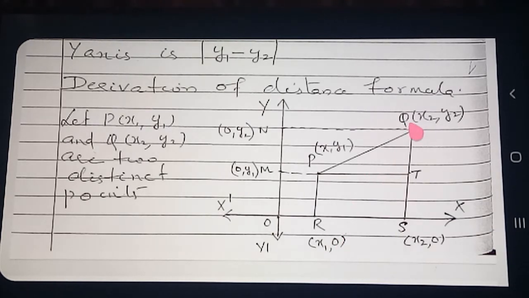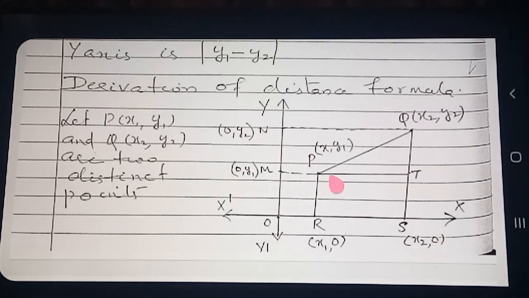And here also we drew a perpendicular from the point Q to the x-axis, meeting at the point S. What is its x-coordinate? Its x-coordinate will be x2 and y-coordinate is 0. Similarly, I drew a perpendicular from here to the y-axis. So what will come here? This point is on the y-axis, and on the y-axis the x-coordinate is 0. That is why I wrote 0, y1. And here I draw a perpendicular from this point to the y-axis. What will come? X-coordinate is 0 and y-coordinate is y2. Did you get a clear idea of this from the diagram?